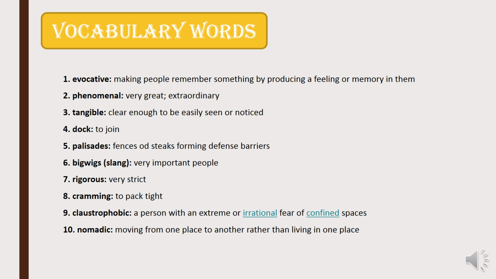Bigwigs, this is a slang word. I just put this between brackets for you to know. It means very important people. Rigorous means very strict. For example, the rules at our school are rigorous. It means they are very strict rules. Cramming is to pack tight. So when I cram my bag, it means I packed it tight.